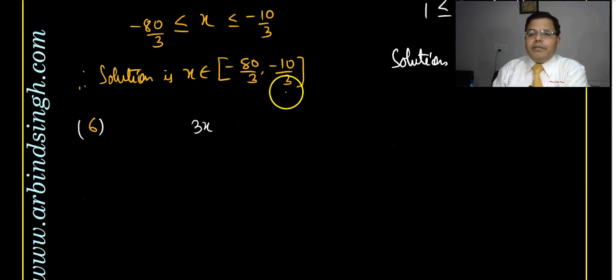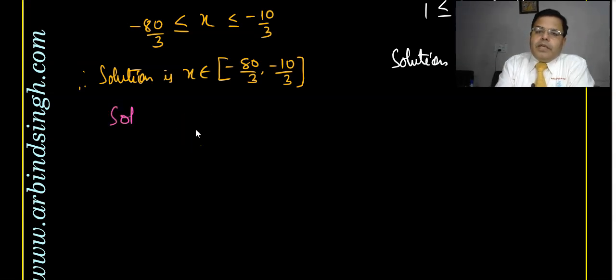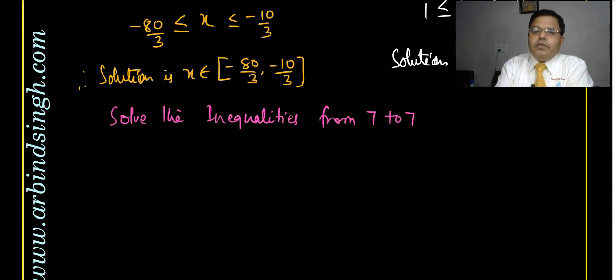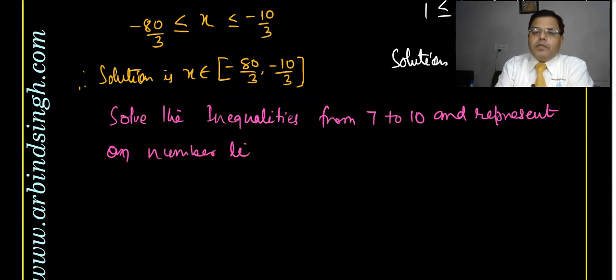Now questions 7, 8, 9, 10 are language problems. You have to solve the inequalities given from 7 to 10, and represent them on the number line. So that you have to do for question numbers 7 to 10.